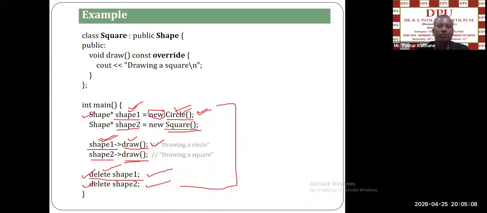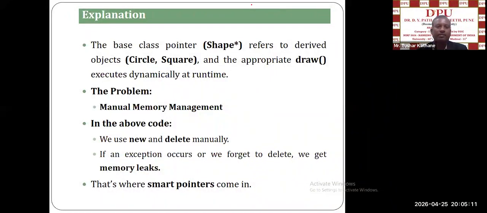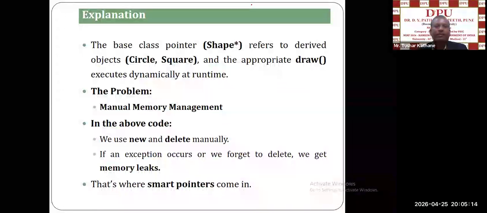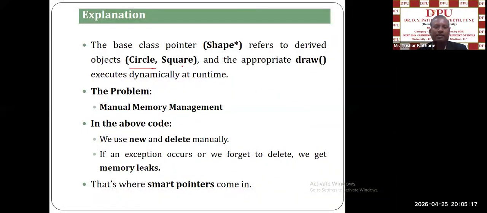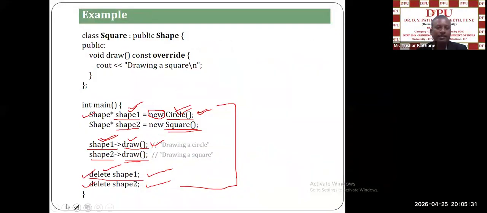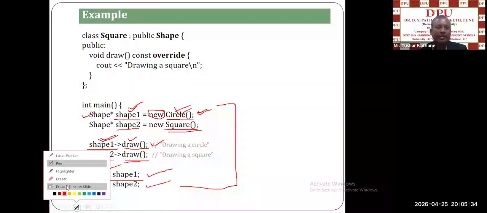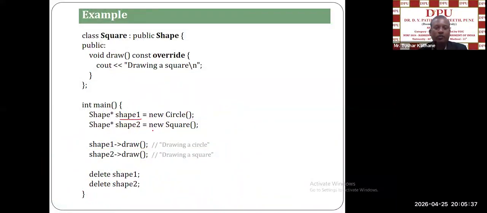Now we have to see the concept of smart pointers, but first we have to take the explanation. The base class pointer shape refers to the derived objects circle and square, and the appropriate draw executes dynamically at runtime, right? But the problem in that program is what? We have to manually manage the memory. If you are using the new keyword, it means that you are manually allocating the memory to shape1. Here also you are using the new keyword, so you are manually allocating the memory to shape2 also. And once the task has been done, you have to release the memory by using the delete keyword.